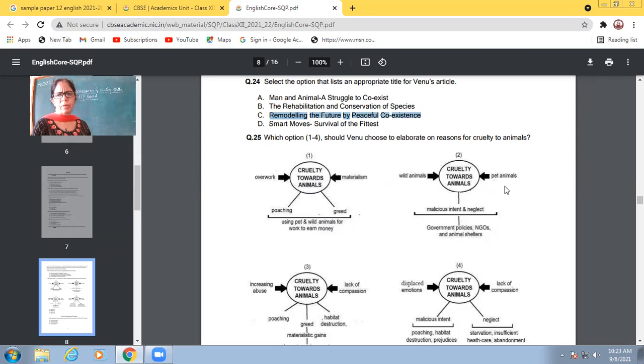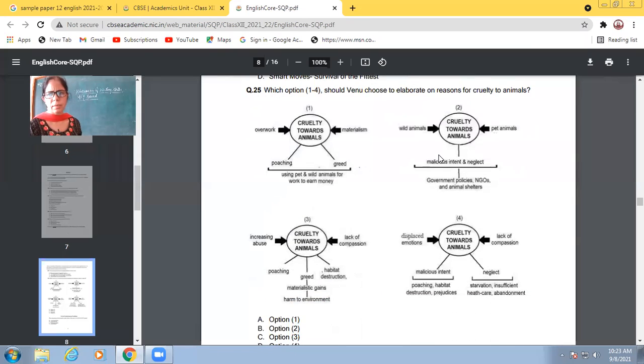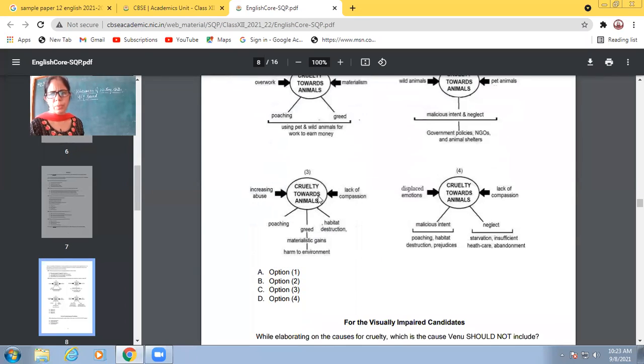Okay. Let's see second one. Pet animals, malicious intent and neglect, government policies, NGOs, and animal shelters. Then wild animals. So these are not very convincing reasons. Let's go for the third option. Lack of compassion. So when people are cruel towards animals, it means that they lack compassion. Compassion is love for the fellow human beings, okay, overall love for the whole creation of God.